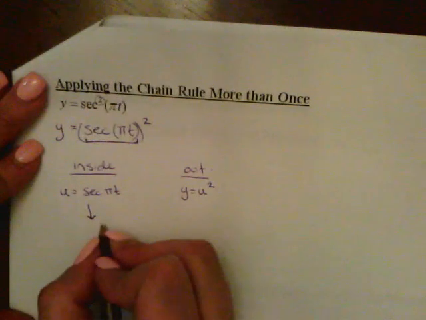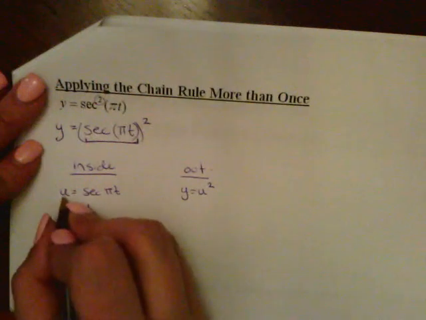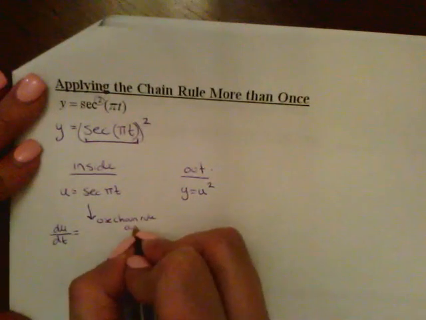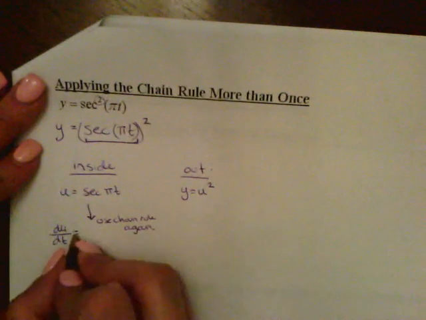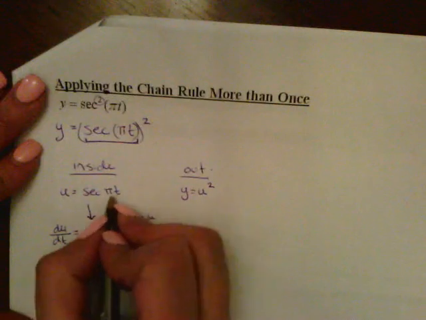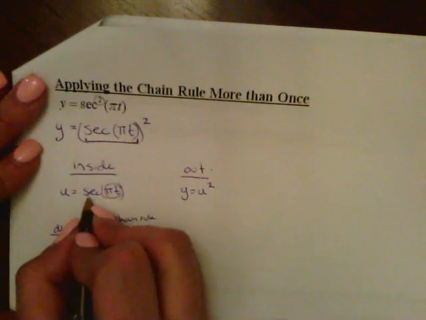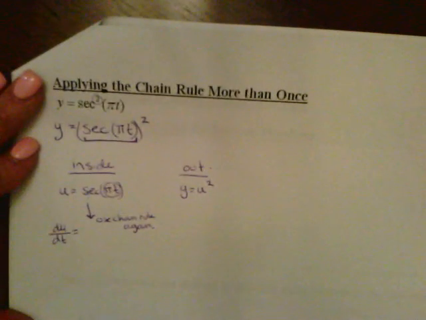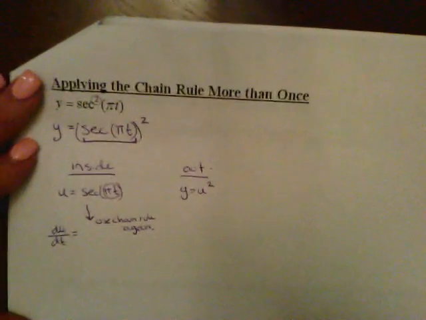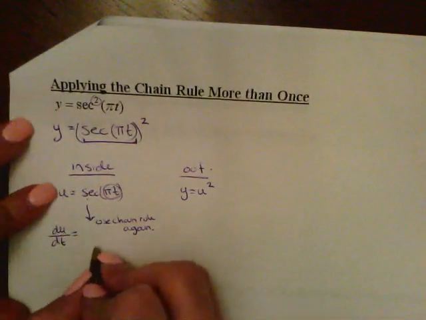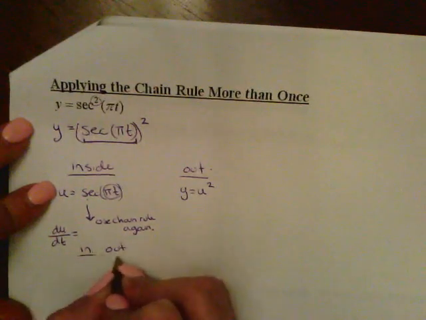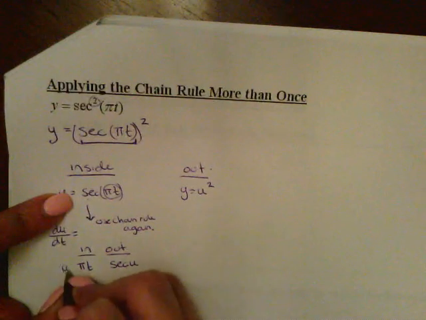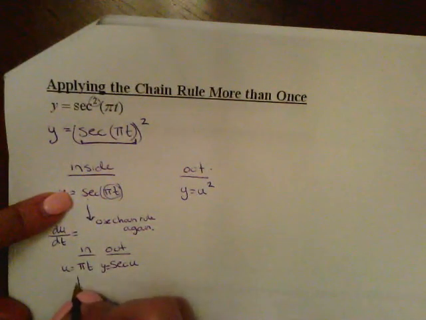But to find the derivative of this, to find du dt, right, the derivative of u with respect to t, we're going to actually have to use the chain rule again. So we can't just find the du dt right away because this is a function within another function. So what we're going to have to do is basically identify again who's on the inside and who's on the outside. So on the inside is pi times t, on the outside is secant of u, right, because u is that.